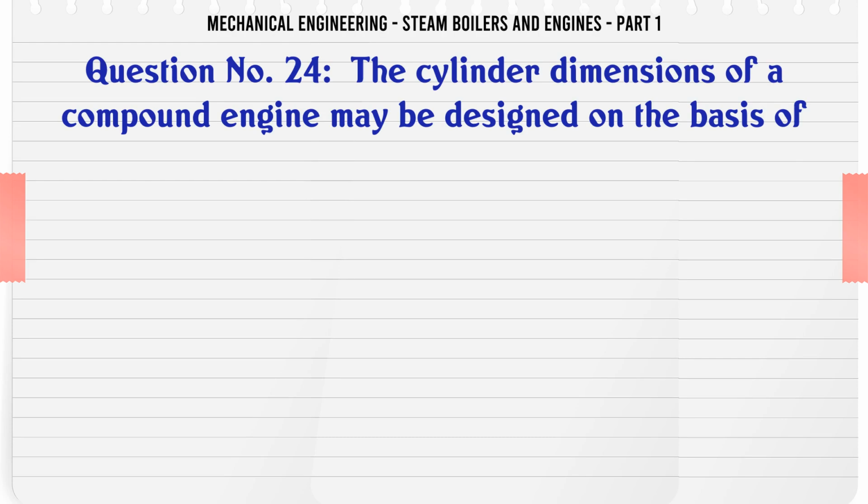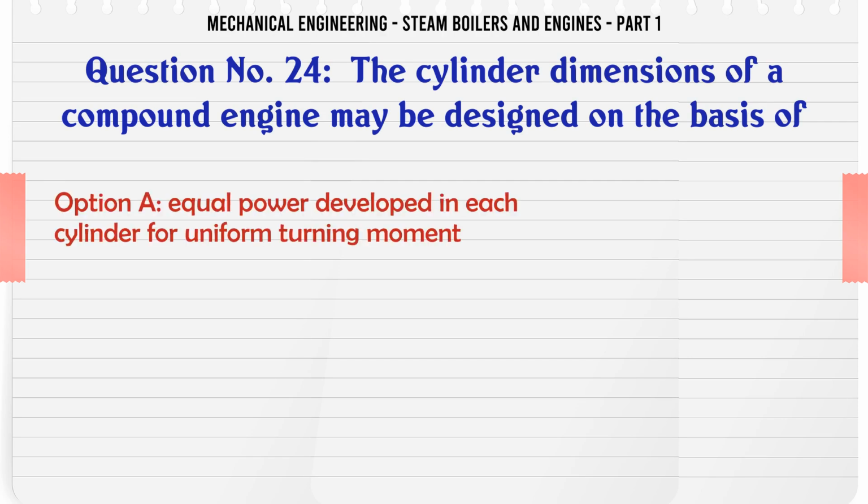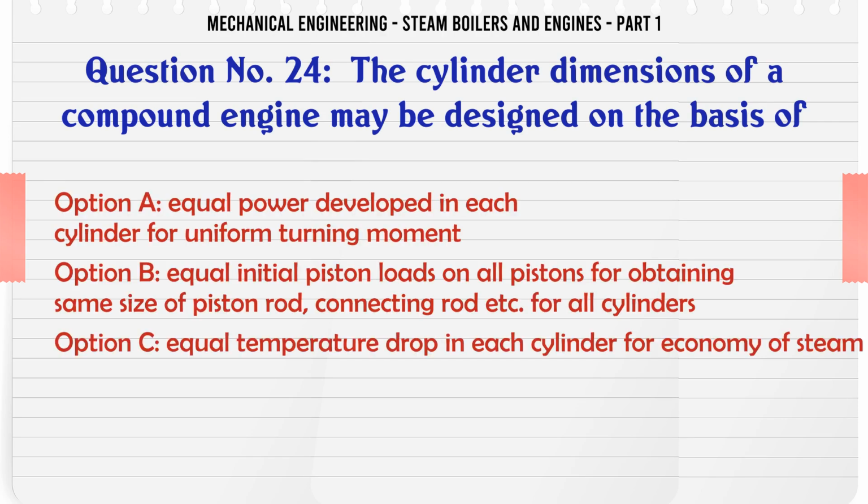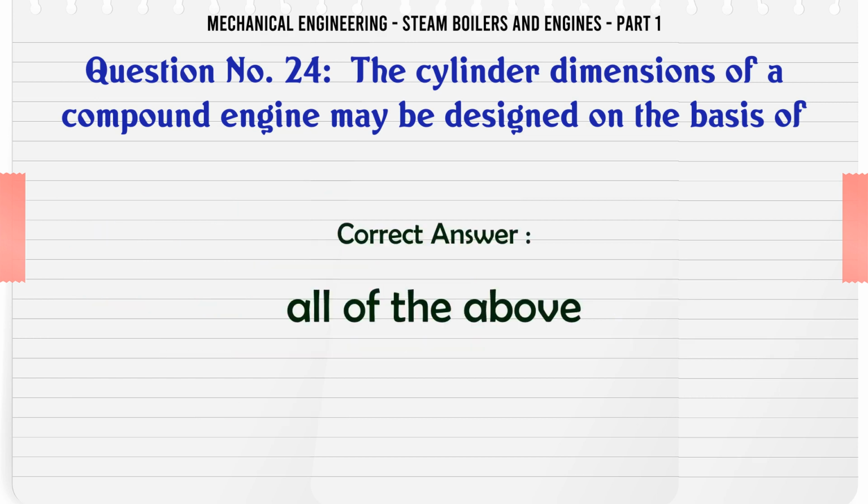The cylinder dimensions of a compound engine may be designed on the basis of: A. equal power developed in each cylinder for uniform turning moment. B. equal initial piston loads on all pistons for obtaining the same size of piston rod, connecting rod, etc. for all cylinders. C. equal temperature drop in each cylinder for economy of steam. D. all of the above. The correct answer is all of the above.